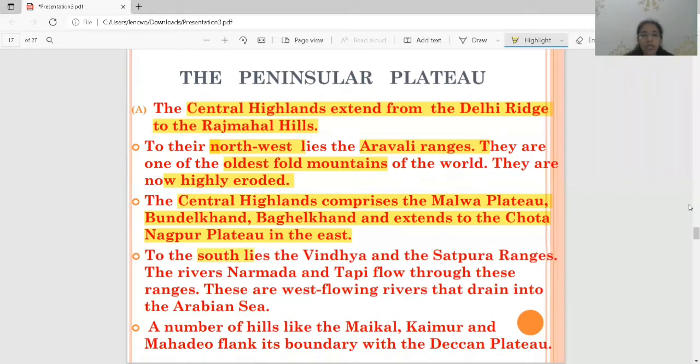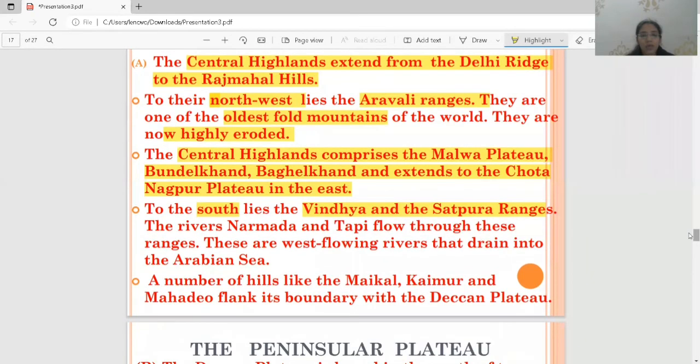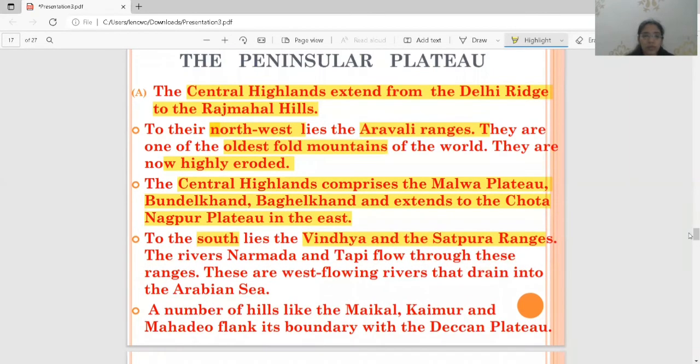If I talk about the south, there lies your Vindhya range and Satpura range. Narmada and Tapi rivers, you know, these two rivers are the west flowing rivers. Only two west flowing rivers are there, underlined. Narmada and Tapi are the west flowing rivers and they drain their water into the Arabian Sea.